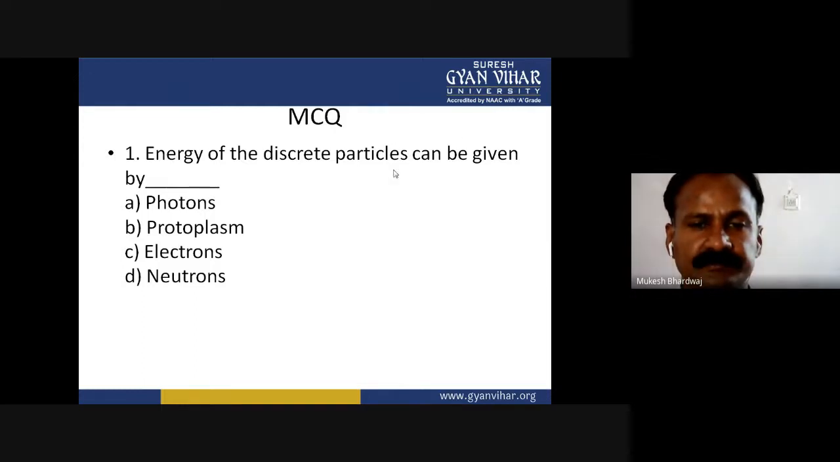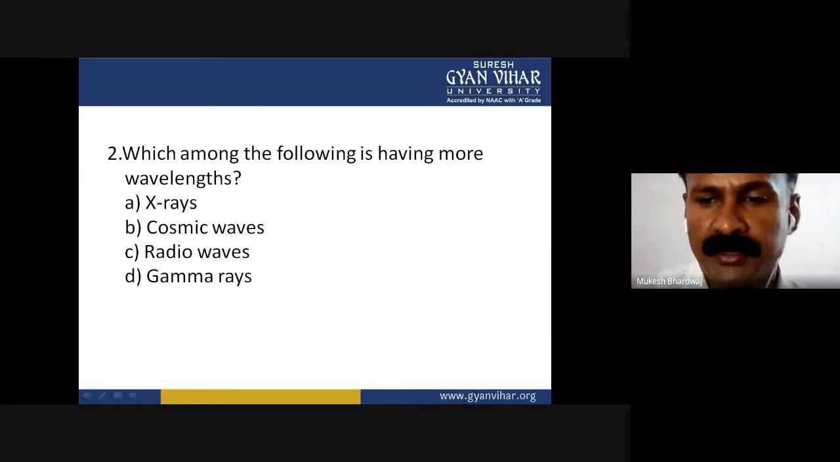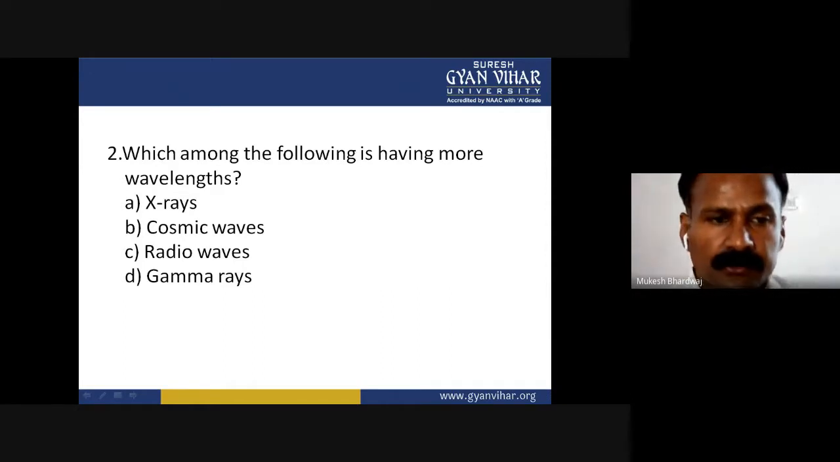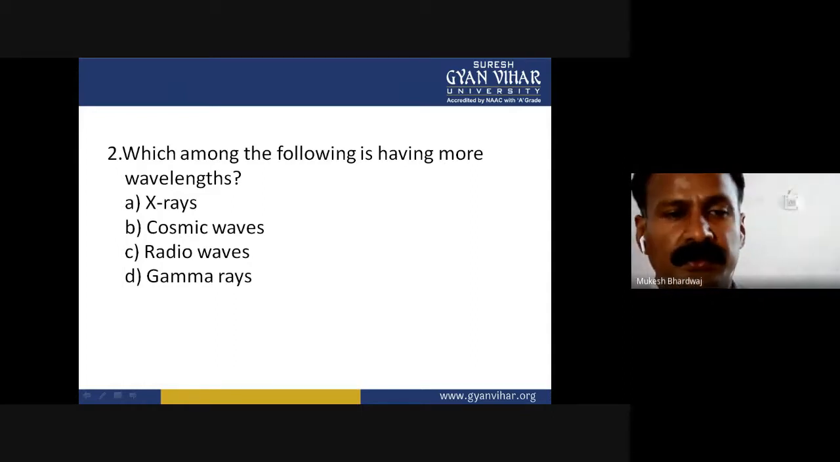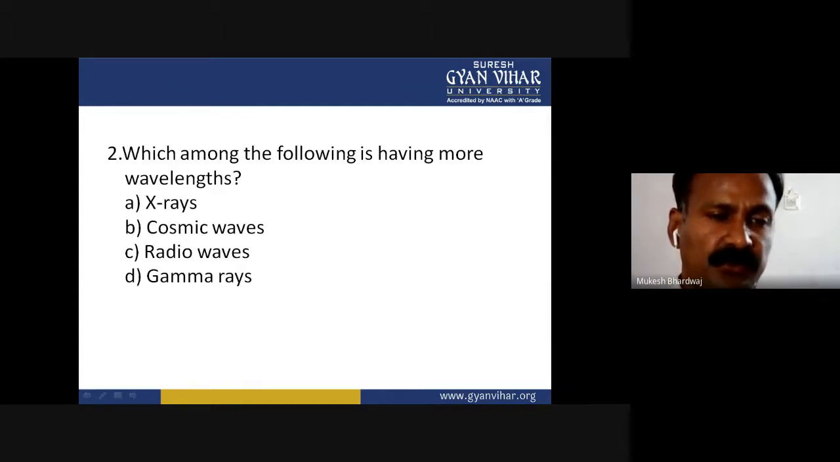Next, which among the following has more wavelength: X-ray, cosmic waves, radio waves, gamma rays? So which of the following is having more wavelength? We had already discussed the spectrum of electromagnetic waves. So just go through the slides once again and check which will have more wavelength.